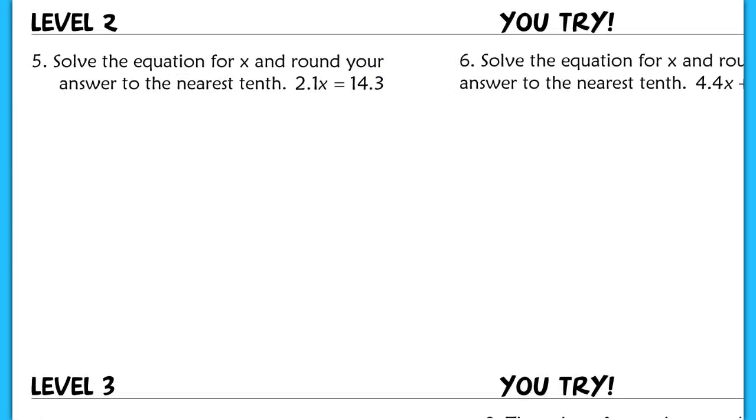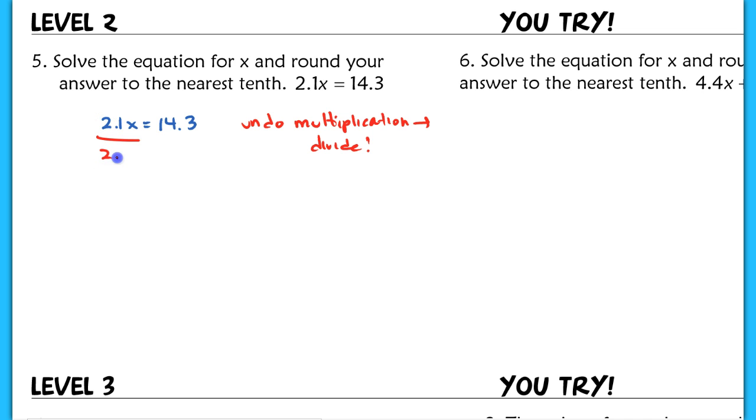All right, next up is number 5 here. It says solve the equation for x and round your answer to the nearest tenth. So we have 2.1x equaling 14.3. Now I know that if I want to get x alone, this is 2.1 multiplied by x. When I don't see a symbol in between, that means it's implied that I'm multiplying. So to undo multiplication, we want to divide. So we're going to divide by 2.1 on both sides. So we're left with just x because these will cancel out.